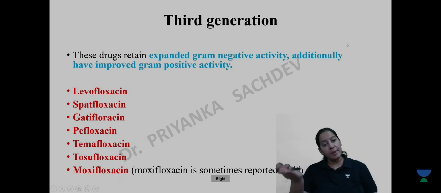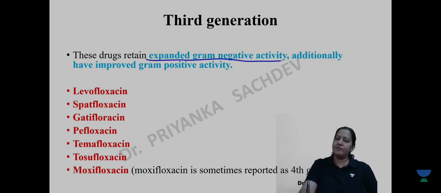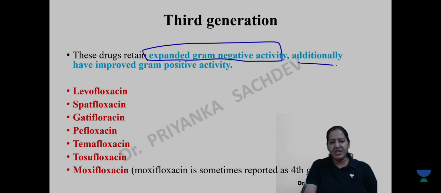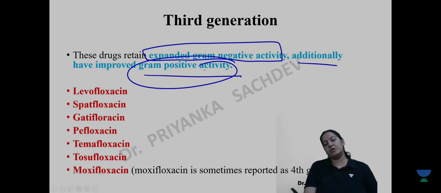Second generation is done. Coming on third generation. In the third generation, expanded gram negative like second generation, but additionally a little bit gram positive activity is also there. So they kill some gram positive also along with all gram negative. So we have expanded further.